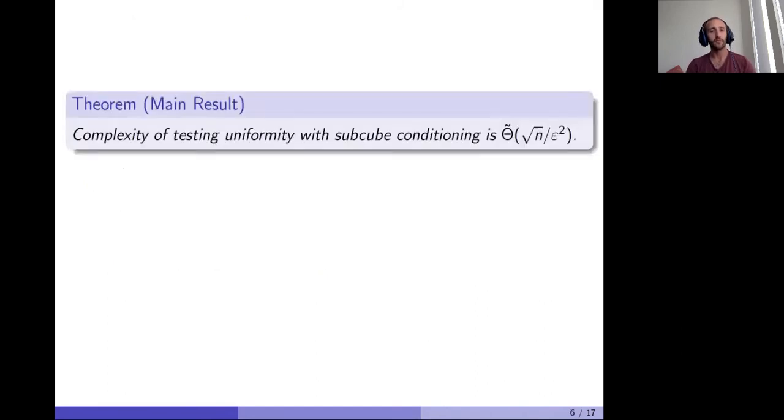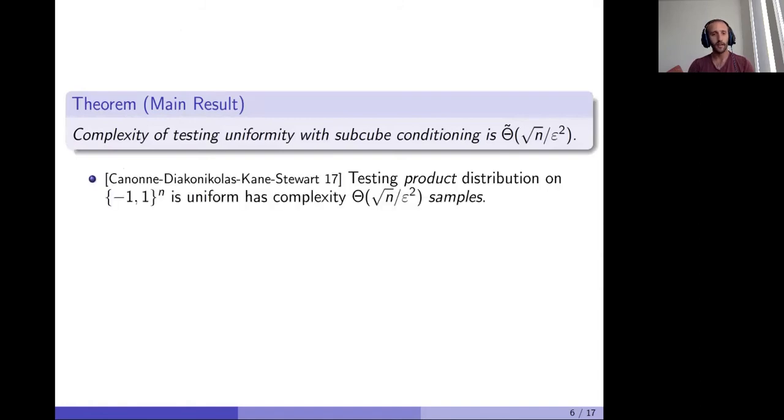The main result of this work is actually pinning down the complexity of testing uniformity with subcube conditioning to root n over epsilon squared, up to polylog factors. I'd like to mention this work by Canonne, Diakonikolas, Kane, and Stewart. This paper where they study testing Bayes nets.